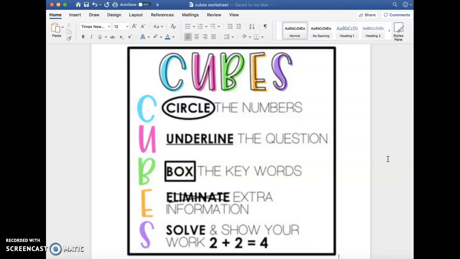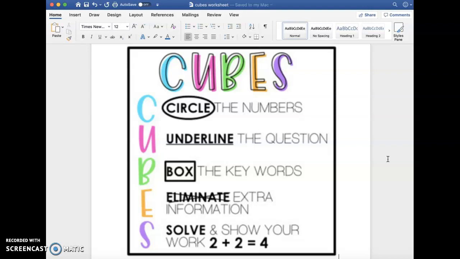And the S is solve and show your work. So obviously the point of giving these word problems to you is that you can solve them. So that is what the S stands for. So again, quick run through: circle, underline, box, eliminate, solve. That is what CUBE stands for.